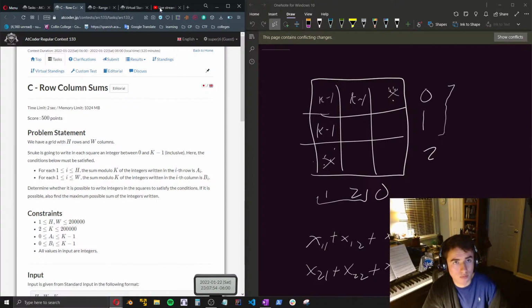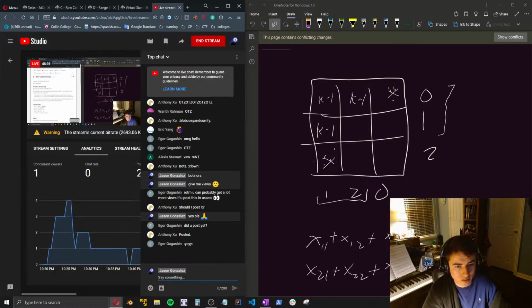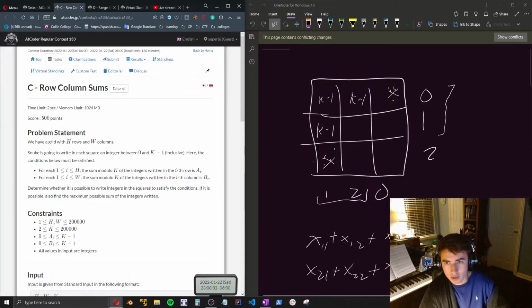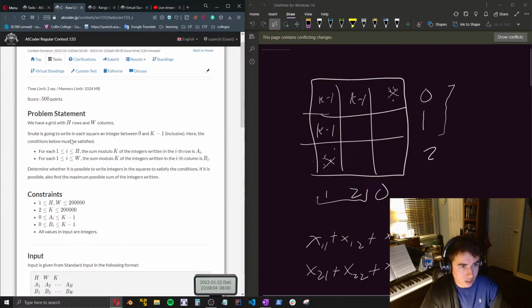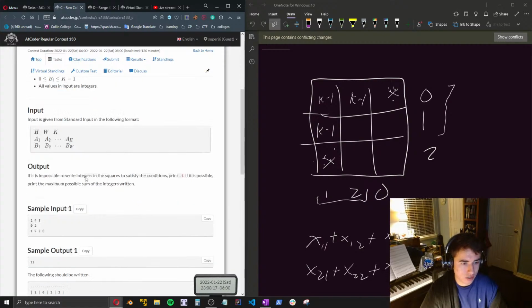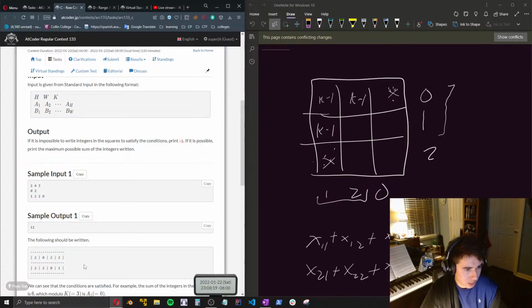Alright, back to this problem. 13 minutes. If I don't figure it out, we code D. Every integer, 0 to k minus 1. How do we know this is maximum?